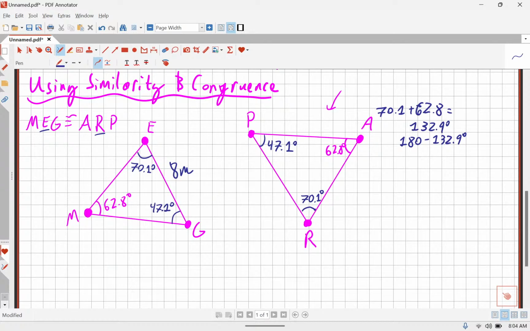Okay. Can I get you guys back up here in 5, 4, 3, 2, 1? Thomas, what can you tell me about Arp if I tell you that EG is 8 meters?